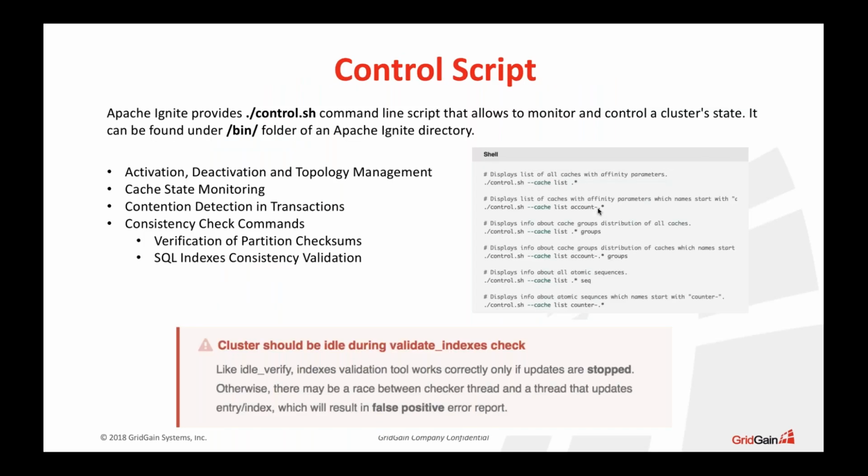The control script is a very cool utility where you can change baseline, start idle verify, and more. Idle verify is used to find possible differences in partitions. Also, we can print a list of partitions and do other useful tasks. But you have to remember that when using idle verify, the cluster needs to be without any clients connected to it and without any load. Otherwise, you'll get different reports and can see false positive error reports.